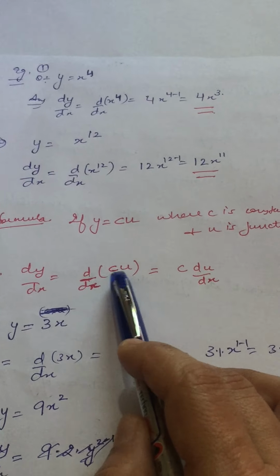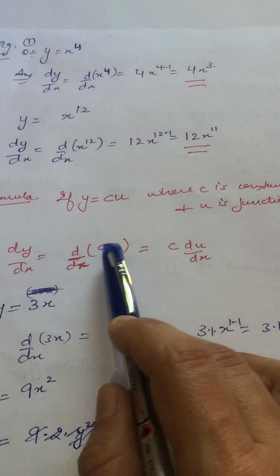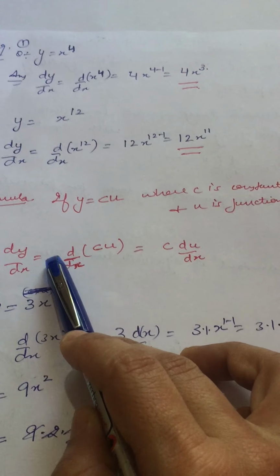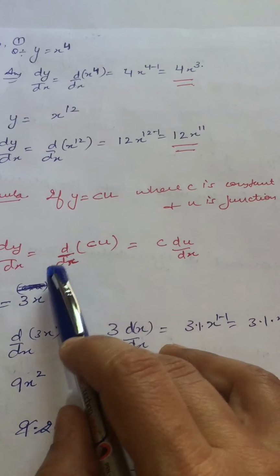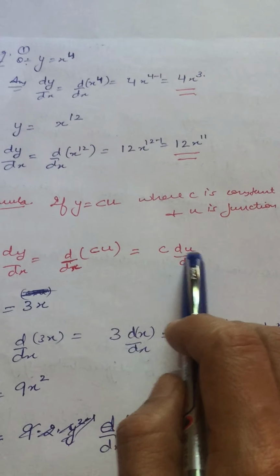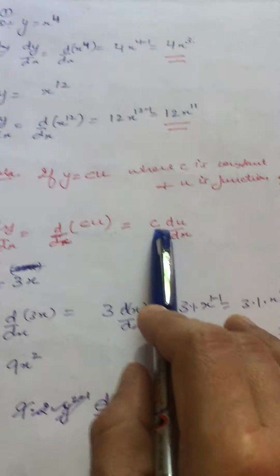Derivative of y means derivative of your cu. What will come? This constant will come forward. C will come as such, and then I have to take the derivative of u, du by dx. It will be more clear with the example.